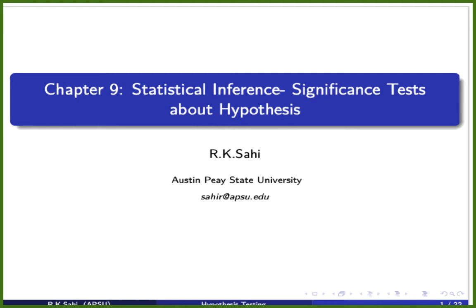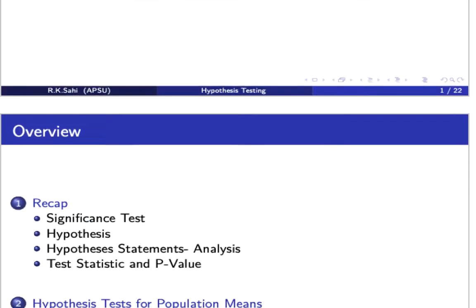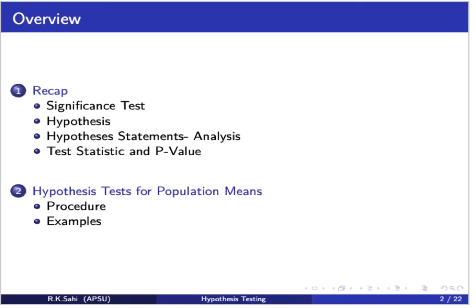Hello everyone. Today we'll be looking at significance tests about hypotheses, and we will be looking at means. As usual, we are first going to do a recap of the major concepts needed to find the hypothesis test for population means. So once again, what's a hypothesis, the statements, the analysis, the test statistics, and the p-value.